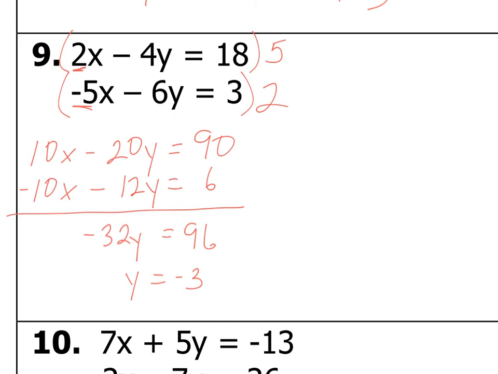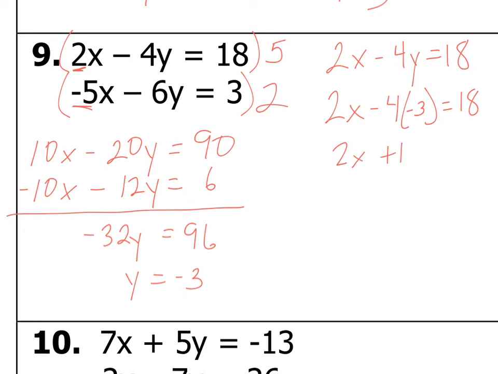Go back to your original equations because they're smaller numbers. 2x minus 4y equals 18. I know everywhere I see a y, I plug in a -3. Be careful. This is really -4 times -3. That's why I get a positive 12. Subtract 12 over here. Get 6. X turns into 3.